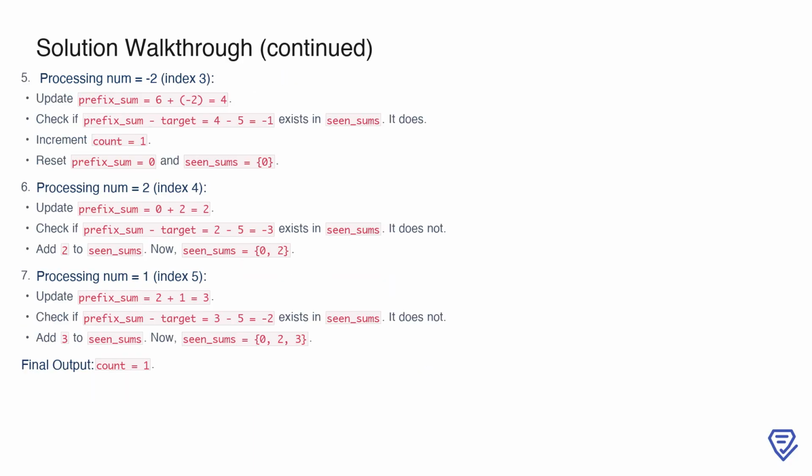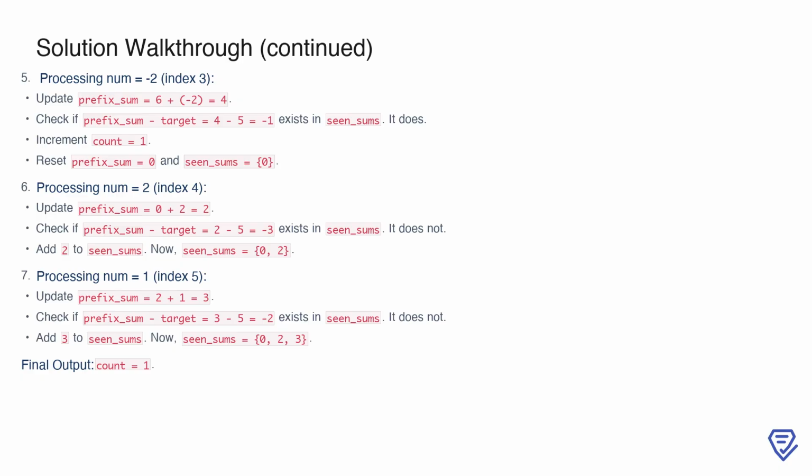Next, we process the fourth element, -2 at index 3. Here, prefix_sum is updated to 4, and the difference between prefix_sum and the target is -1. This time, -1 is found in seen_sums, which means we have identified a subarray with the target sum. We increment count to 1, reset prefix_sum to 0, and reset seen_sums to contain only 0.